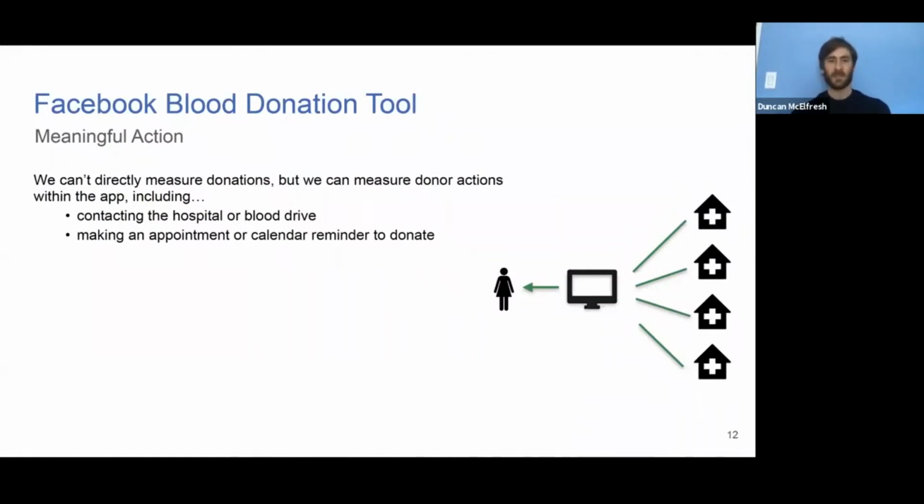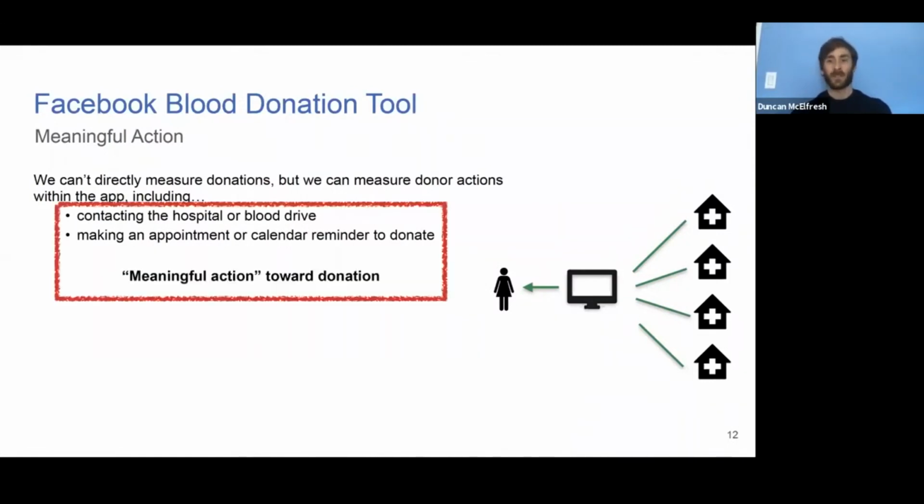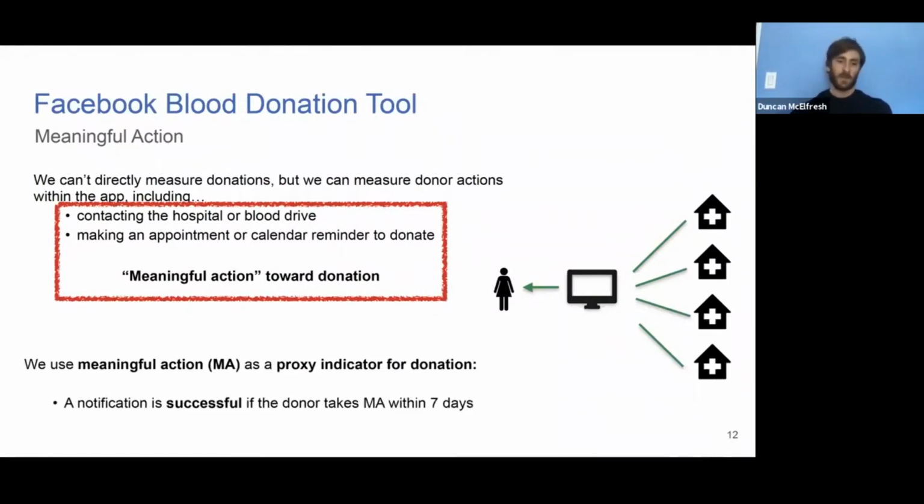So I'm going to call these different actions a meaningful action towards donation. And this is actually the thing that we're going to be studying in our work. So we're going to use meaningful action as a proxy indicator for donation. And we're going to say that notification is successful if the donor takes action towards donating within, say, 7 days.